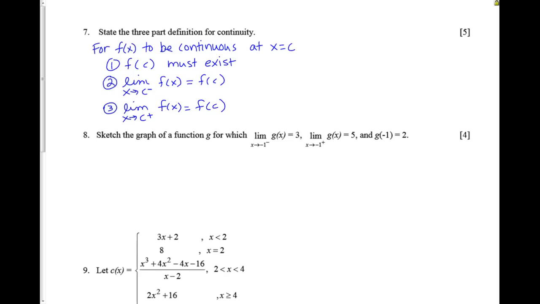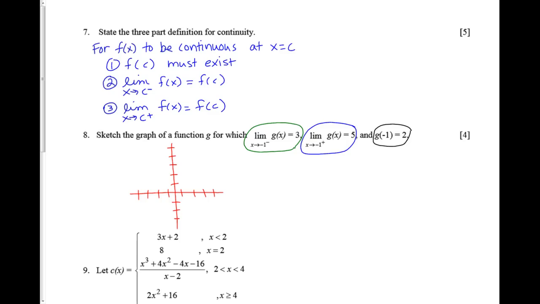All right, on number 8, we're supposed to sketch the graph of a function g, for which we have 3 things here. We've got the limit as x approaches -1 from the left of g of x has to equal 3. We've got the limit as x approaches -1 from the right of g of x has to equal 5. And also g of -1 has got to equal 2. So I got 3 things that need to go on. First, let me make a little axis. Okay, so there I have an axis now.